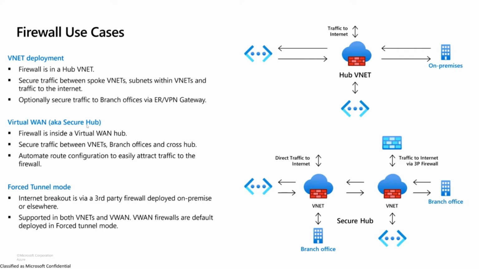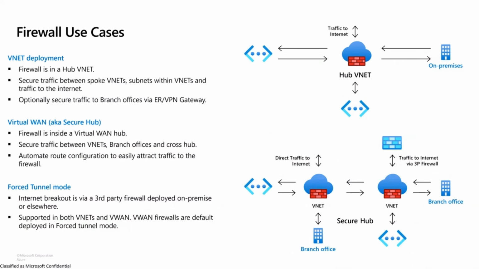The second scenario or use case we have is the virtual WAN. So here you deploy the firewall into a secured hub. So basically securing traffic between VNets, branch offices, and cross hub. But here the primary advantage is that this particular virtual WAN setup will come with automated route configuration that will ease out a lot of configuration on the UDR side.